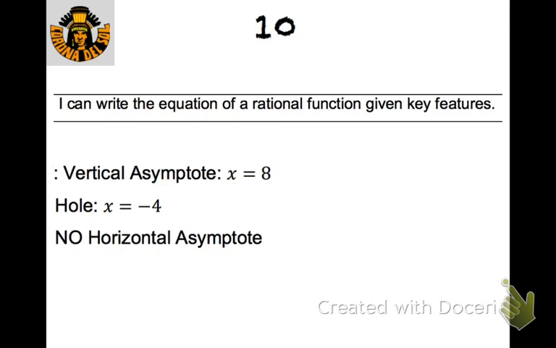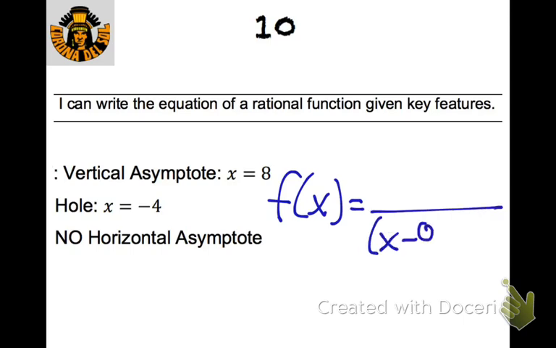Okay, I think just the one more here. So f of x equals, and then the denominator, we need to have a factor of x minus 8. And then we do have a hole in this case. The hole is x equals negative 4. So that means we must have canceled out a factor that was x plus 4.